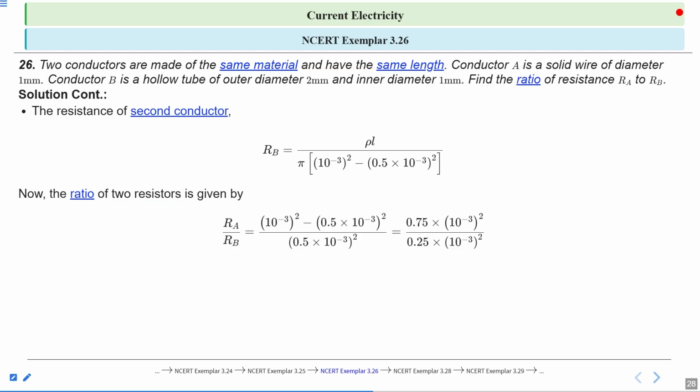It will result in 0.75 into 10 to the power minus 3 square upon 0.25 into 10 to the power minus 3 square. So 10 to the power minus 3 square will cancel out and the ratio will be 3 by 1. So the ratio is 3:1. Got it?